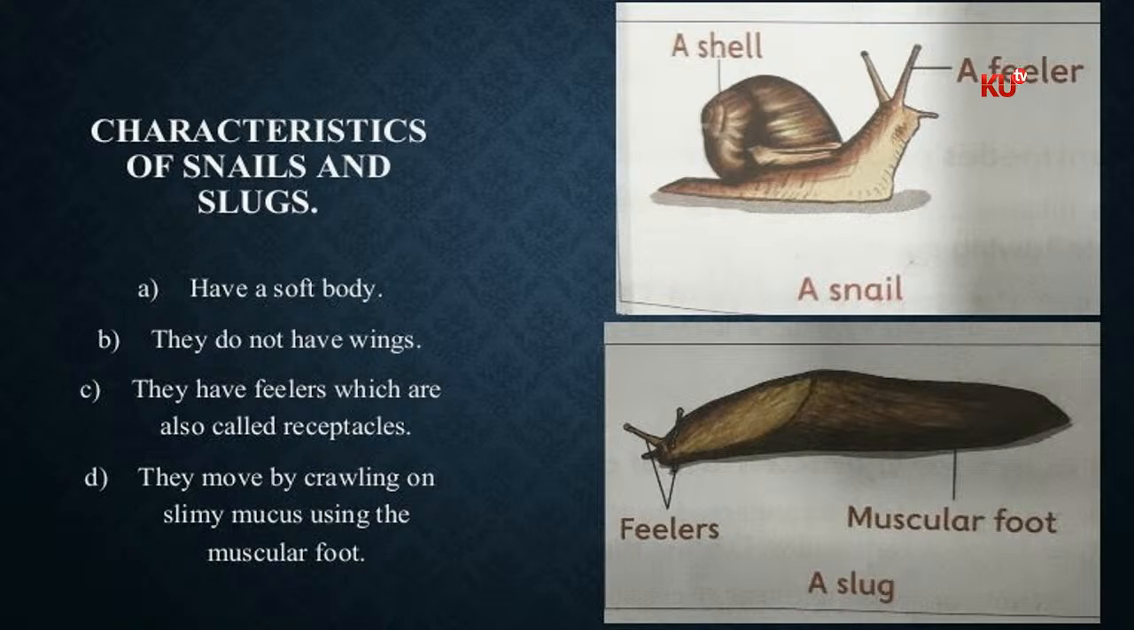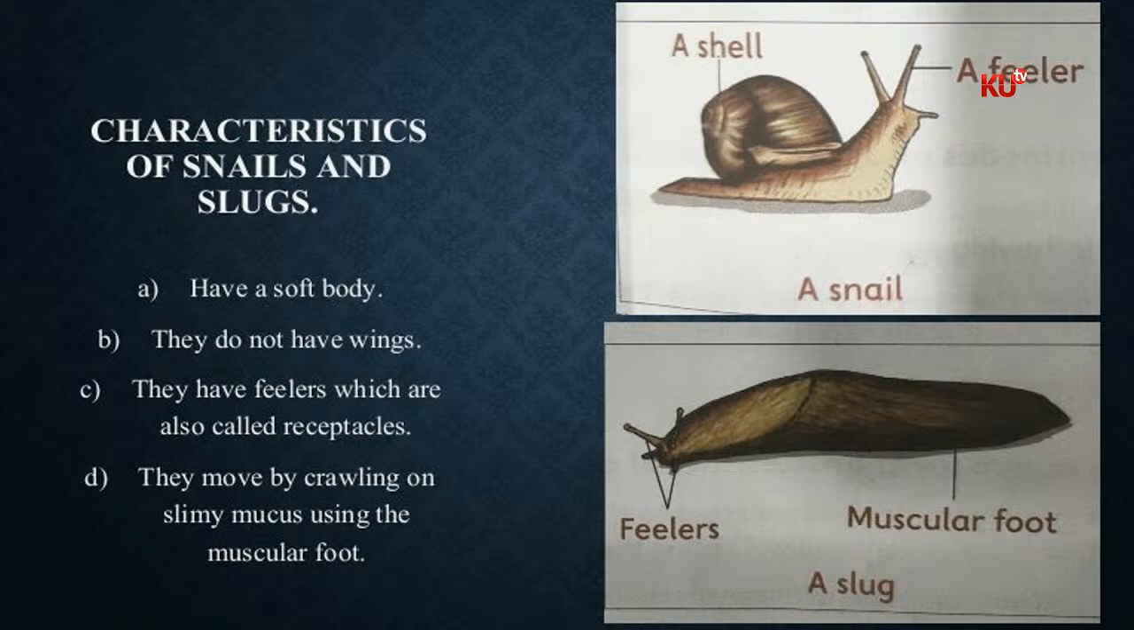Characteristic number 3, all snails and slugs have feelers. We can see the feelers from our diagram. In insects, we called them feelers or antennae. Here, under slugs and snails, they are called feelers. They are also used for feeling as a sense organ. And they are also called receptacles because they receive some senses. Snails and slugs have feelers, and another name for the feelers is receptacles.